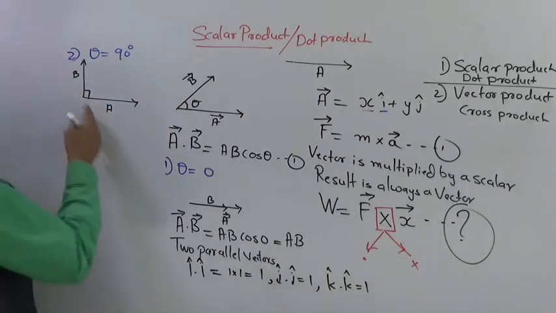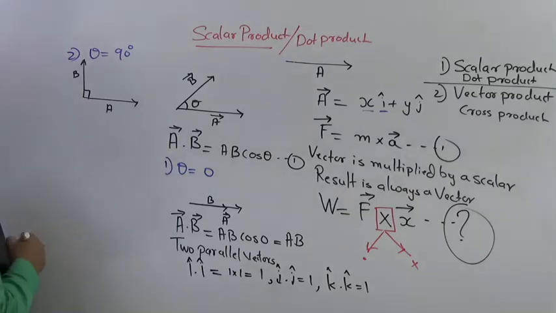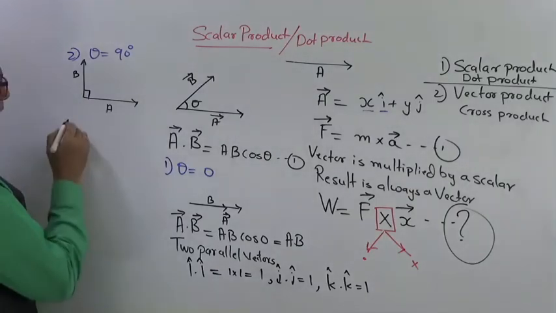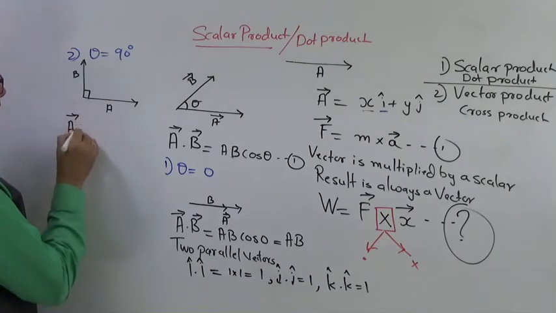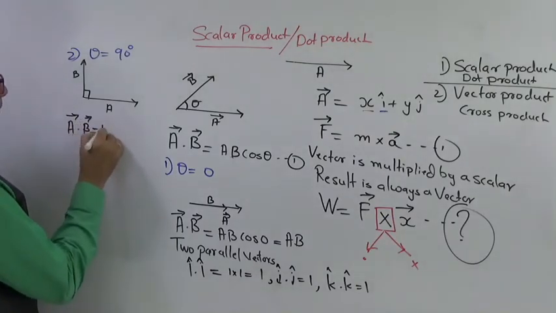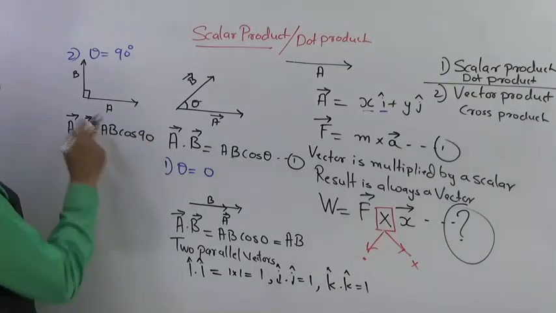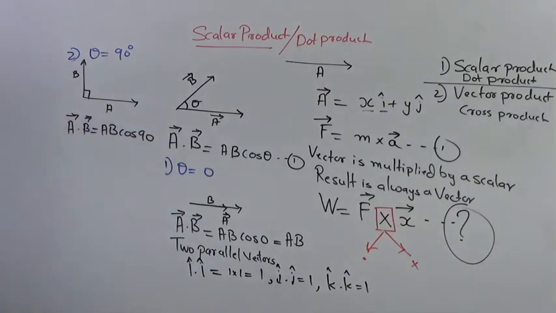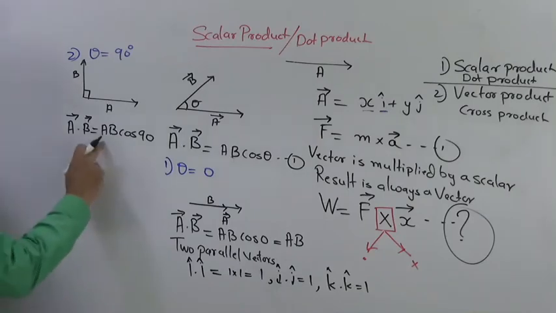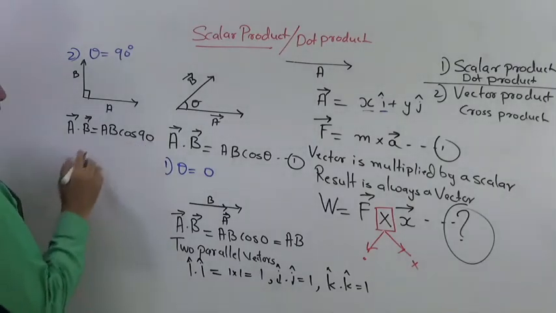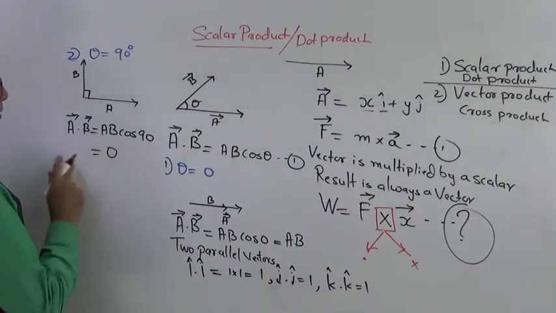Now when the angle between the two vectors is 90 degrees, what do we have? We can use the same equation, that vector A dot vector B is equal to AB cos 90, because the angle between the two vectors is 90. When the angle between the two vectors is 90, cos 90 will be 0, so it's going to be 0.